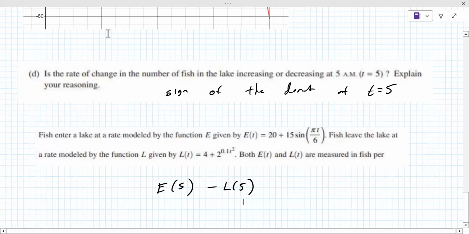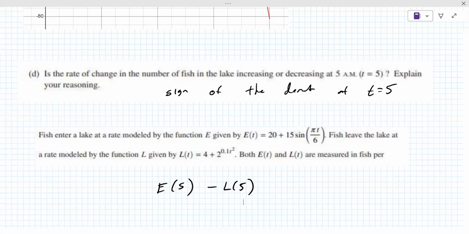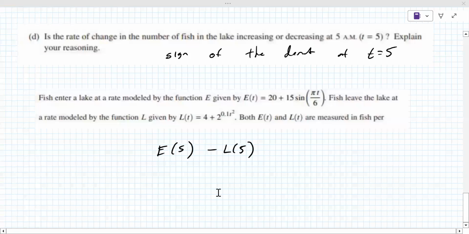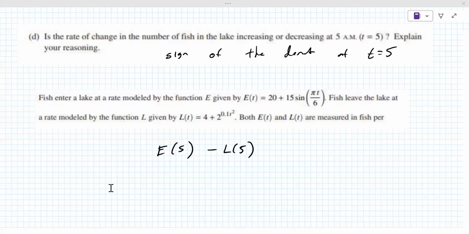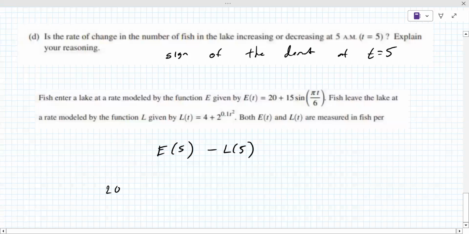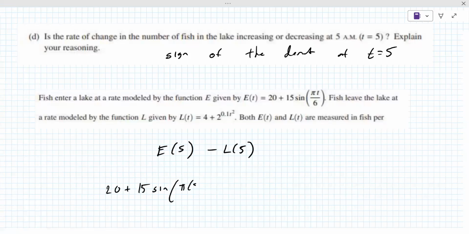This is an example of a problem where if you're stuck on part C or B, they're all kind of independent. So you can actually do any of the parts without the previous answer in a lot of cases. So this one's just literally asking you to evaluate E of 5 and L of 5. Just be careful with your signs. When you're subtracting, you're subtracting the whole function.